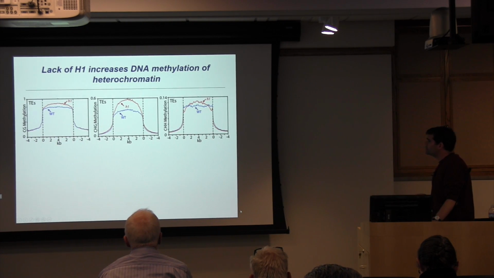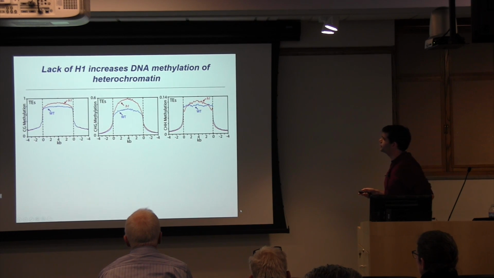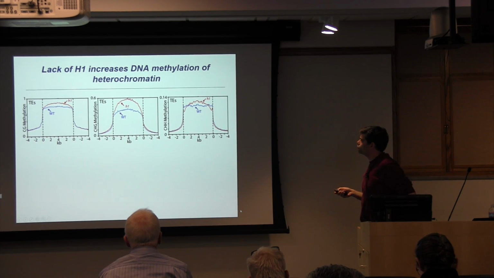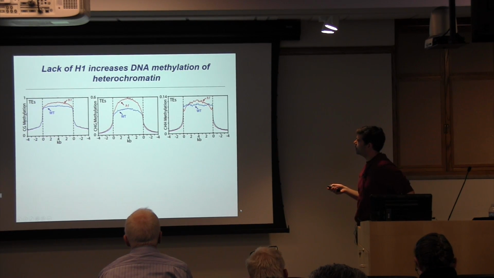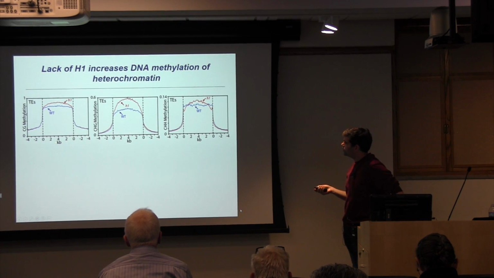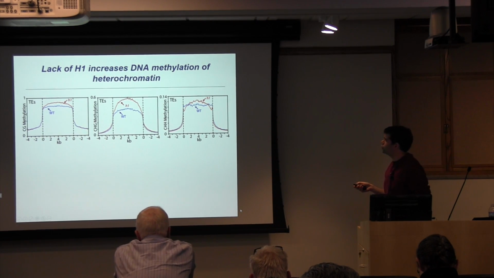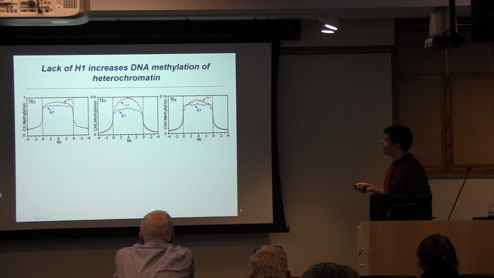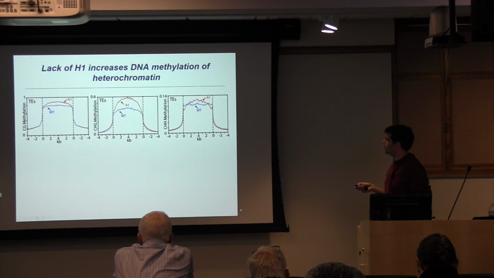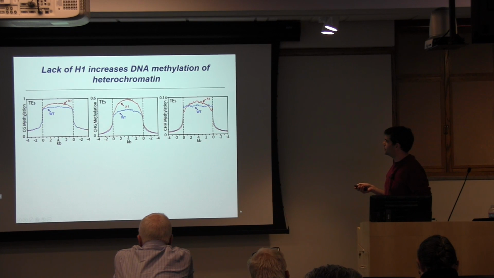And then when we looked at DNA methylation, we saw something quite interesting, that H1 had kind of a dual effect on DNA methylation. Its most obvious effect across the genome was an increase. So in all three sequence contexts, CG, CHG, and CHH, H1 mutants had more methylation in transposons than wild type. And this was particularly dramatic at CHG methylation, but it was in all three contexts.